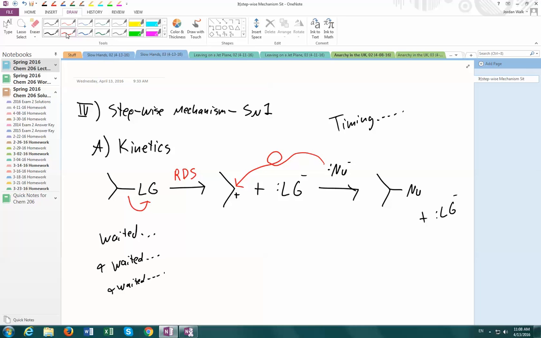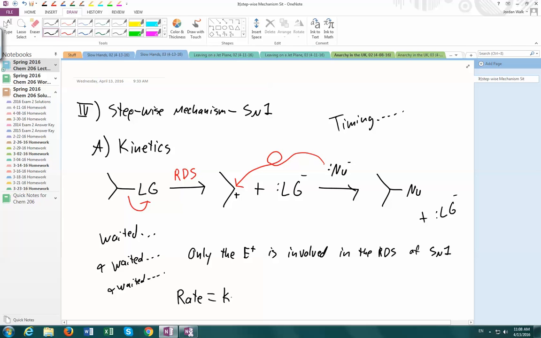But that's not the case in an SN1 reaction, because when we look, we can see that the rate determining step is just the leaving group leaving on its own. Is the nucleophile anywhere around that first step? It's not. So that's the big key difference between the SN2 and the SN1. In this case, we see that only the electrophile is involved in the rate determining step of SN1. Okay, so when we write a rate law for an SN1 reaction, we're going to say the rate is equal to k. What's k?